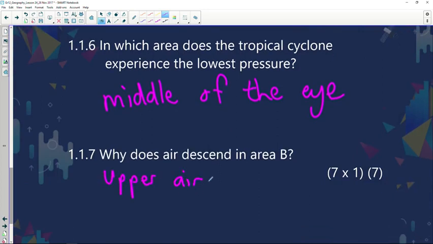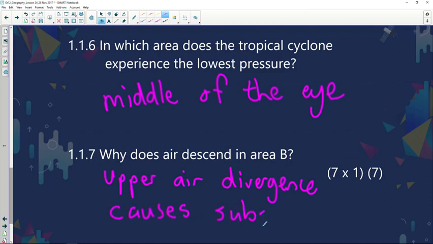Upper air divergence causes air to subside. Subside means sinking in the middle of the tropical cyclone. Okay, so that is question 1.1.